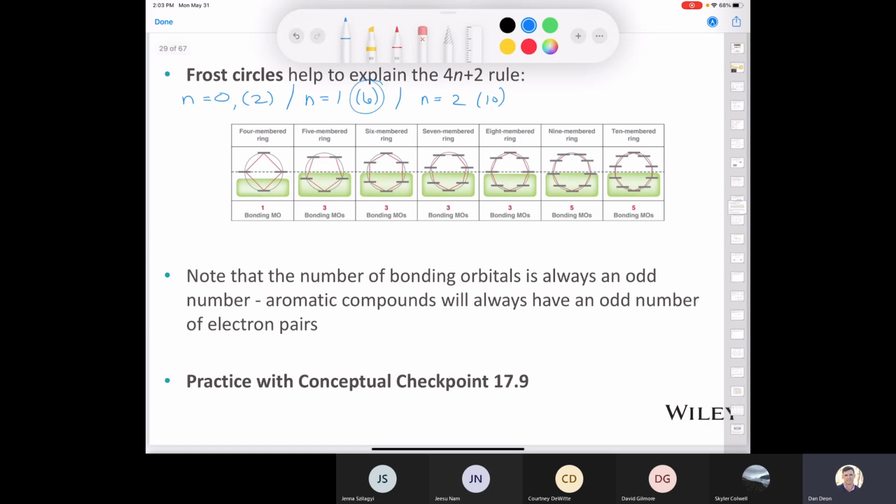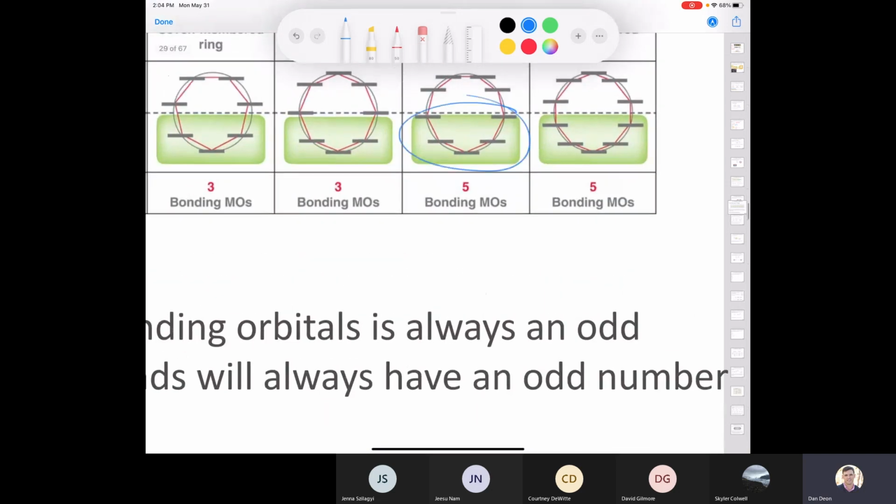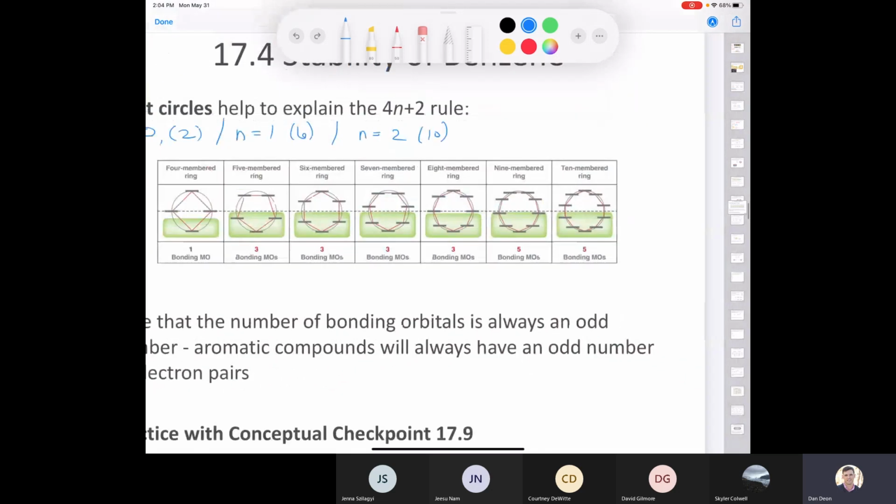If you take 6 and you divide it by 2, what do you get? 3. Look at here. If you have 3 bonding molecular orbitals, and they're all full, you're aromatic. Okay? If you take 10 and you divide it by 2, what do you get? 5. If you have 5 bonding molecular orbitals here, what do you get? You get something that's completely aromatic. And there you have it, my friend. That's all there is to it.